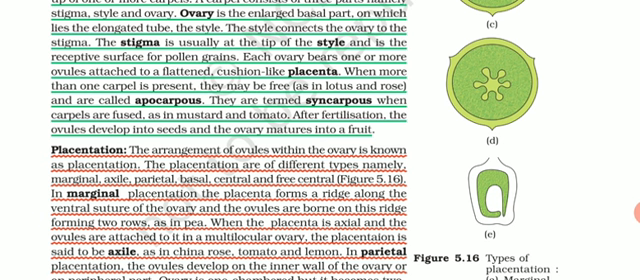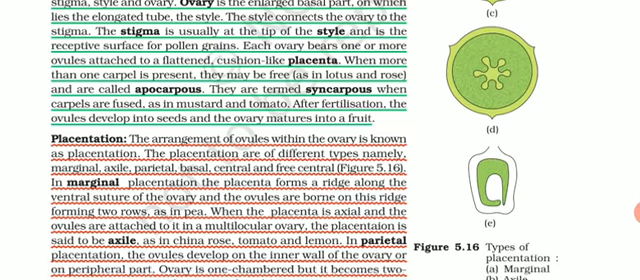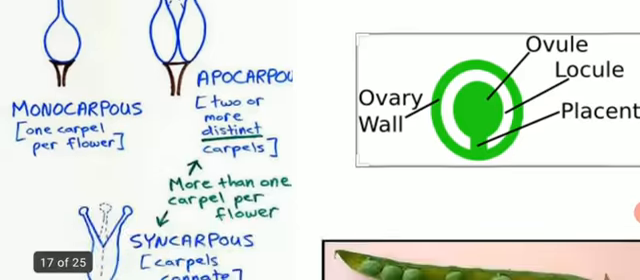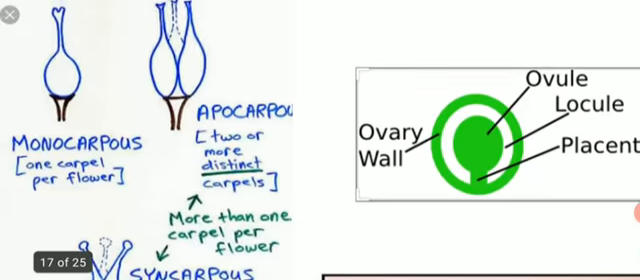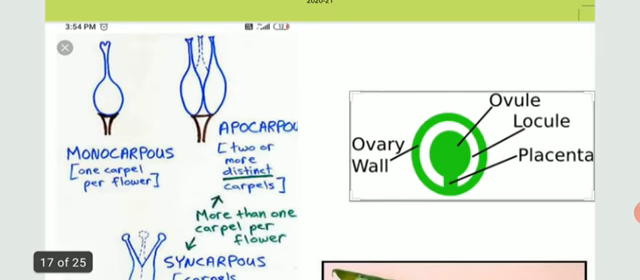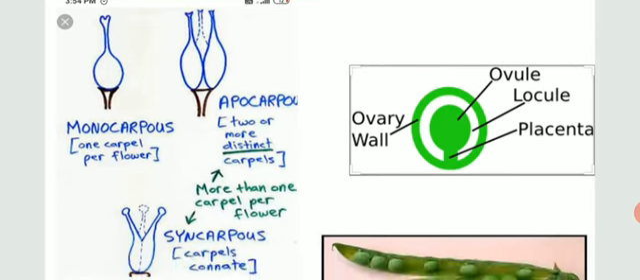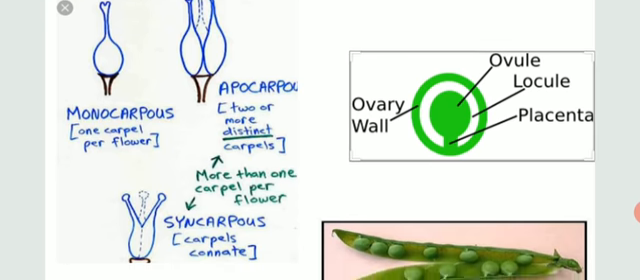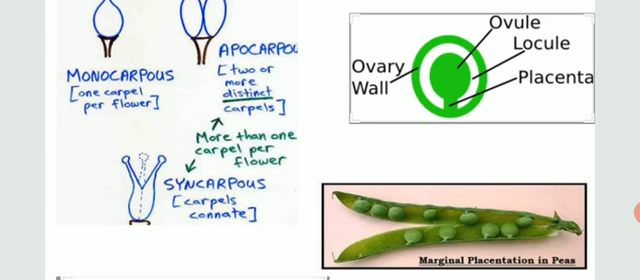After fertilization, ovules will turn into seeds and ovary will mature into a fruit. So let's look at these conditions. Whenever there is only a single carpel present, we call it monocarpous. And when there is more than one, the condition comes: if they are free from each other, it is called apocarpous. But when they are fused with each other, then that is called syncarpous condition.